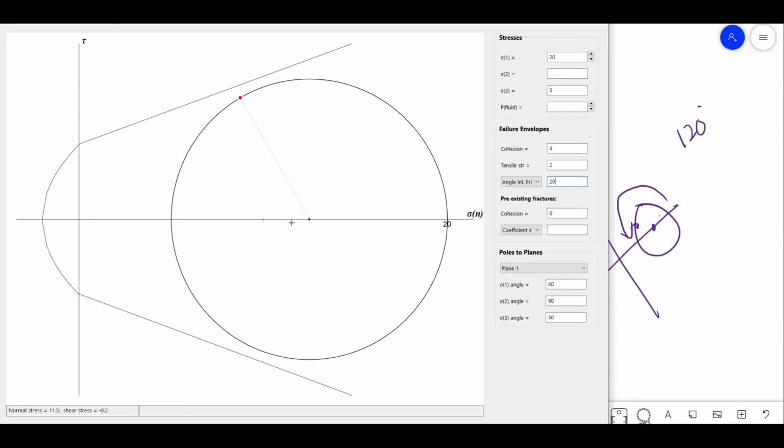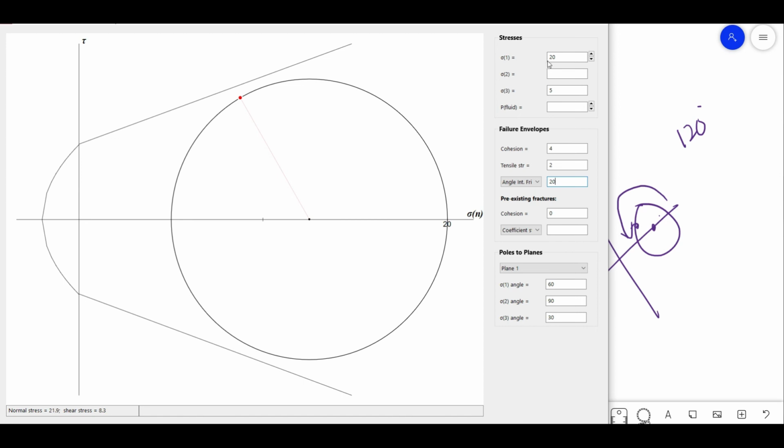So we need to know what the value of sigma 1 is, because we have already discussed that increasing the sigma 1, decreasing the sigma 3, and increasing the pore fluid pressure are the three important ways to fracture a particular plane. So in order to fracture this plane, we need to increase the size of the circle.